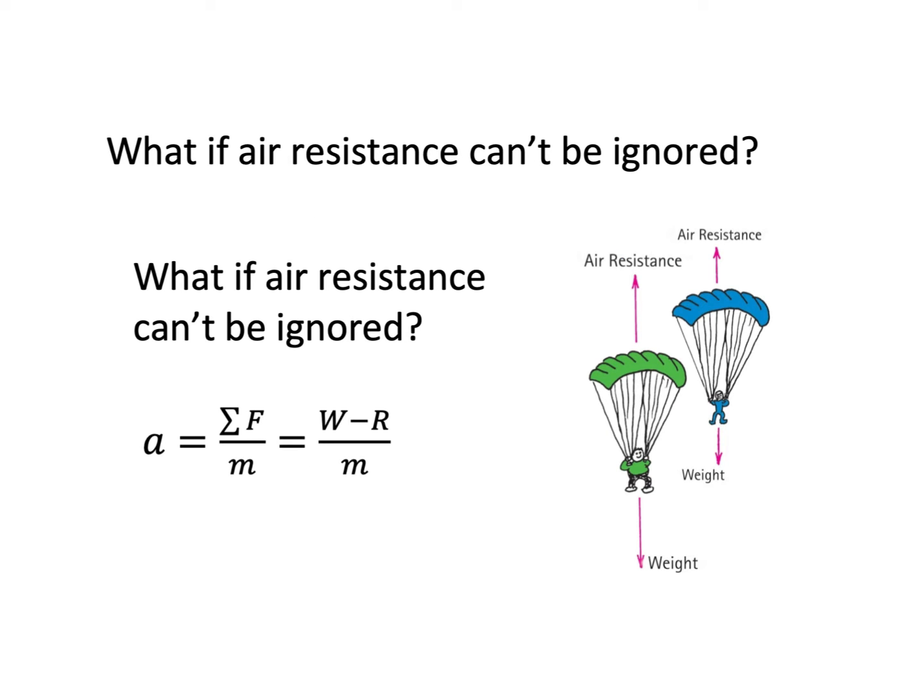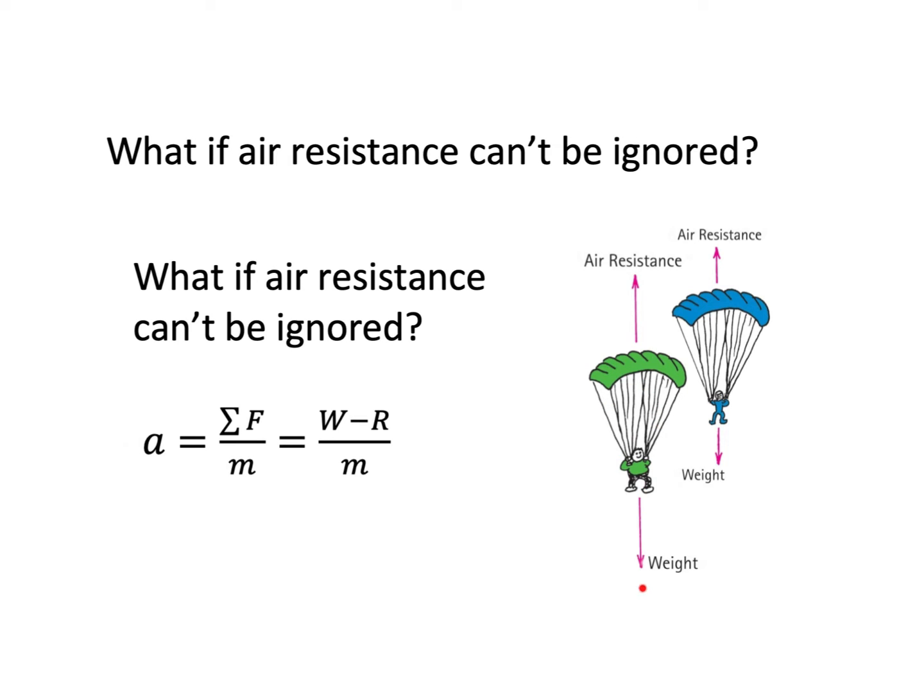So the question then becomes, how can you handle the situation where air resistance can't be ignored? And the answer is we simply apply Newton's second law. Now remember, Newton's second law tells us the acceleration is the total force divided by the mass. So if I've got somebody falling, and here's a dude with a parachute, what are the forces acting on the guy as he falls?